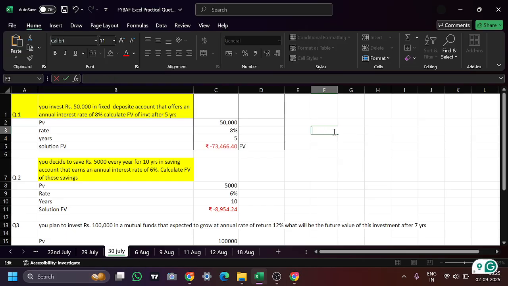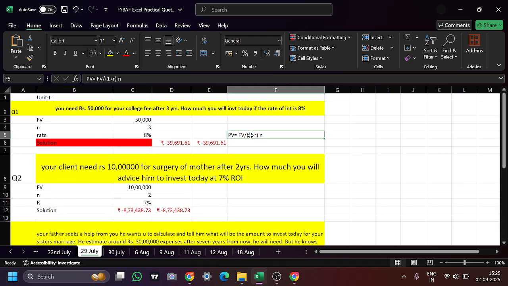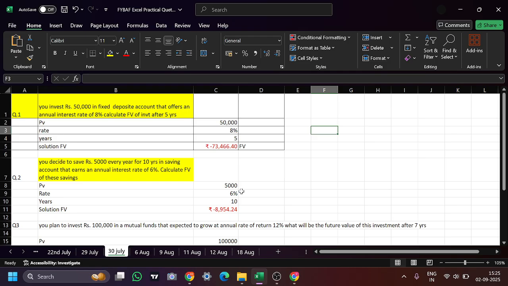Now for this particular sum, we have seen in the previous sum the formula method or the manual method of calculating the present value. Again, we have the future value calculation by the manual method, and the formula goes like this: future value is equal to present value in bracket, multiplied by (1 plus r) in bracket, to the power n. This n should be at the top.